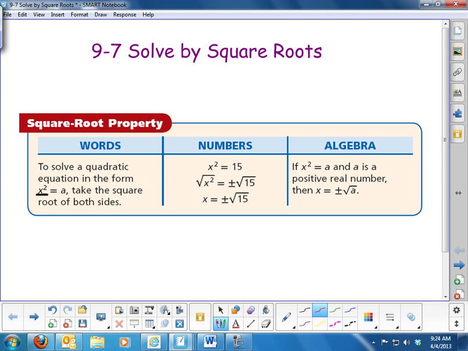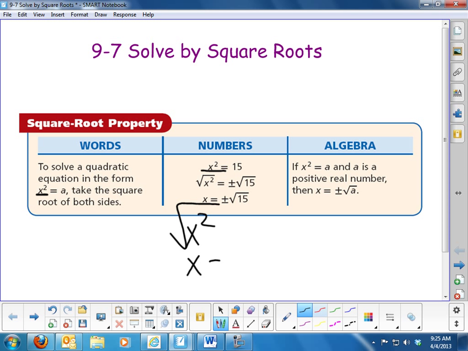So now when we talk about solving by square roots, we want to get it to where the problem says x squared. We want it to start to say x squared equals so that we can get a solution. So here they've taken x squared. They've said, okay, we know the square root of x squared is just x, and we're going to get two solutions by taking the square root.